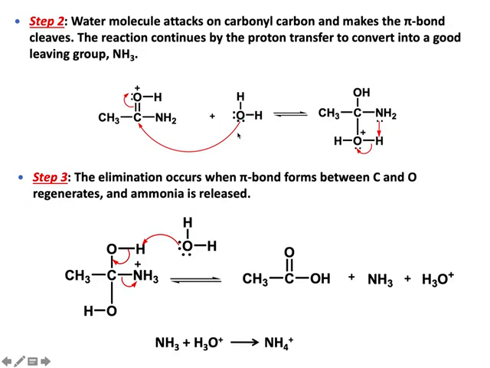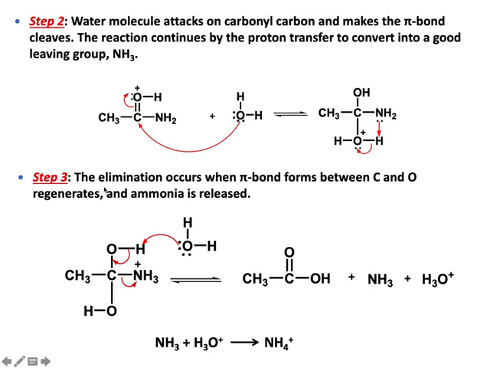After that, step 2, water attacks the carbonyl. This carbon is very strongly electrophilic, so the nucleophile can attack it. The pi bond is cleaved and it becomes COH. But in this structure there is a lone pair, so the lone pair abstracts this proton to form NH3 positive, and this one becomes OH.